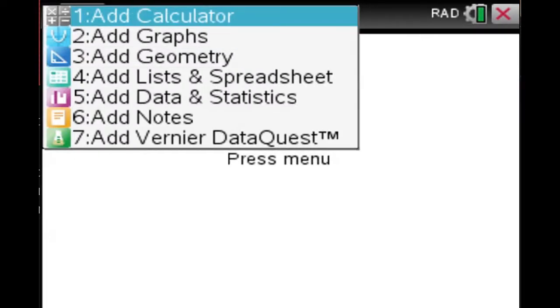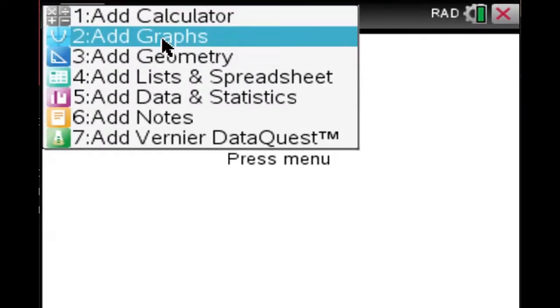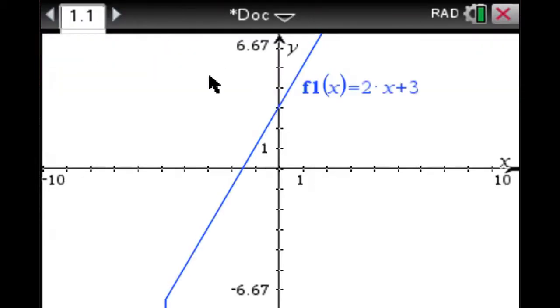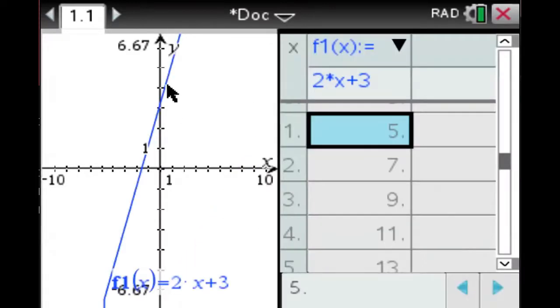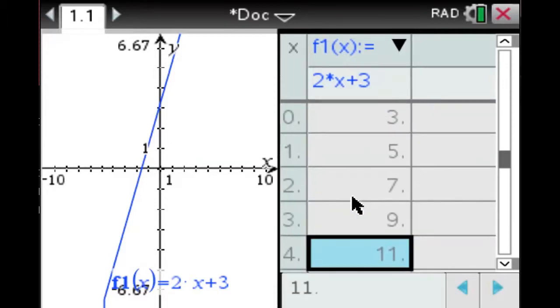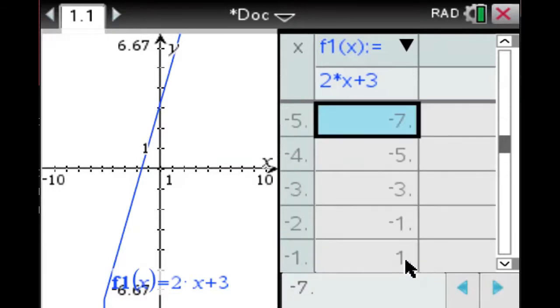Alright, so here's how you can use the calculator to help you with function notation. Go to add a graph. Go ahead and type in the function that they give you. Press enter. A lot of people like to use trace. That is fine. But if you use Control-T and pull up the table, here's an easy way to do function notation problems. For example, they say find the range when the domain is 4. So when my x is 4, my range is 11. Simple as that. Or they may say find the domain when the range is -7. So when my range, my y value, is -7, this is my range value.